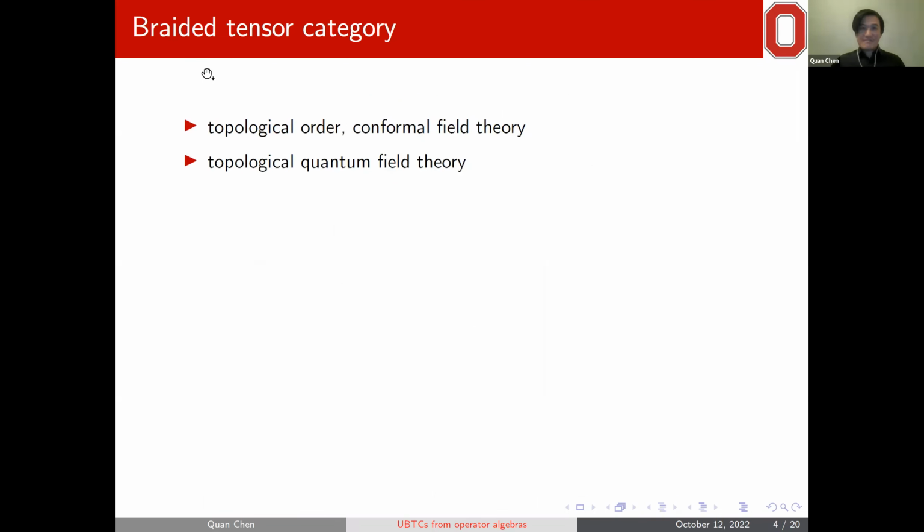And why do we care about the braided tensor category? There are many sources of braided tensor category we can see. For example, 2 plus 1D topological order, or 1 plus 1D conformal field theory. I think Bingui is the true expert for this topic, so please reach out to him. Ultimately, because they are 3 categories, braiding is naturally there.